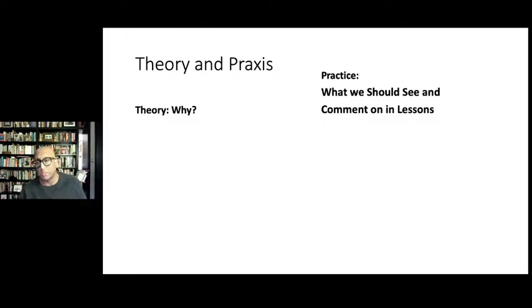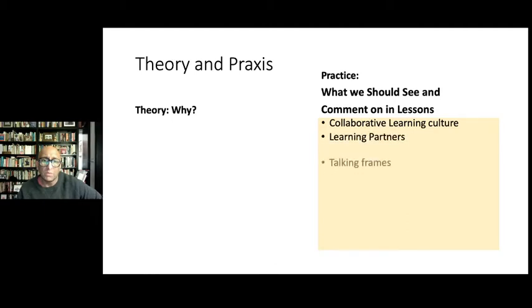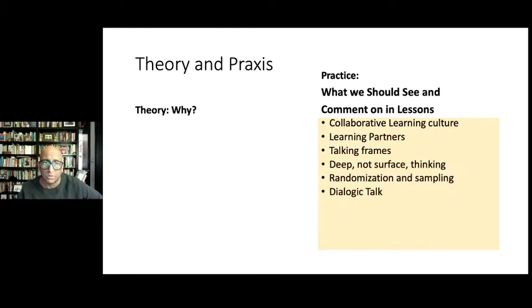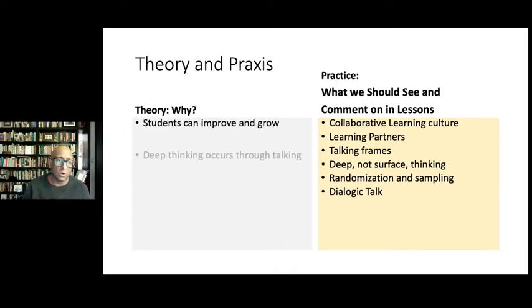So I want to address some things that came up in the last podcast and the practice that we're looking for. Now that we have gone through these two podcasts, I hope I've convinced you that these are some of the elements we should see in any classroom. We should see collaborative learning culture, learning partners, talking frames, deep thinking, randomization, and sampling. Why? Because students believe they can grow.